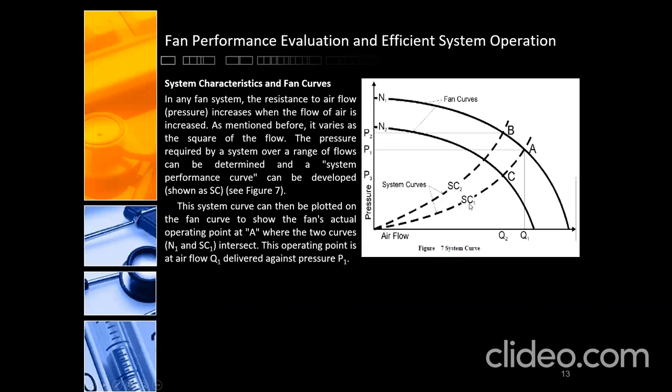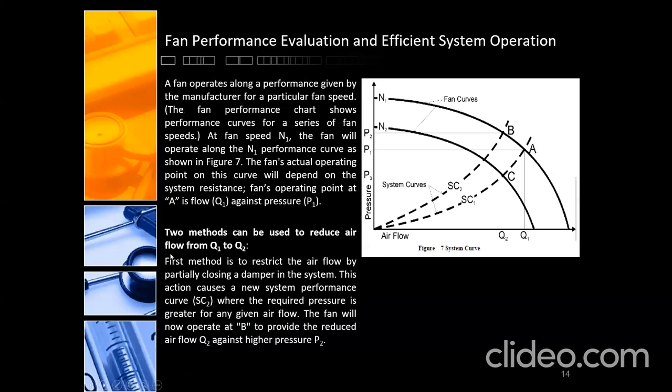The system curve can then be plotted on the fan curve to show the fan's actual operating point at A. With the two curves, N1 and SC1, intersect. This operating point is at airflow Q1 and P1.